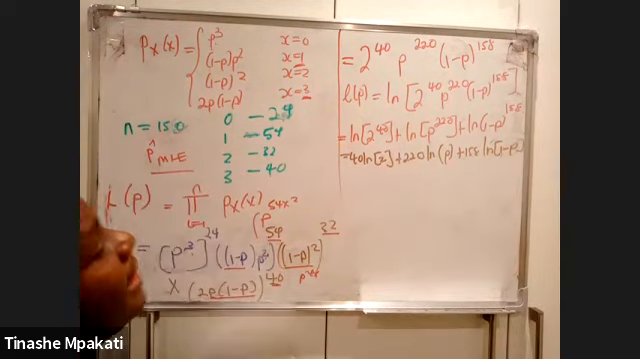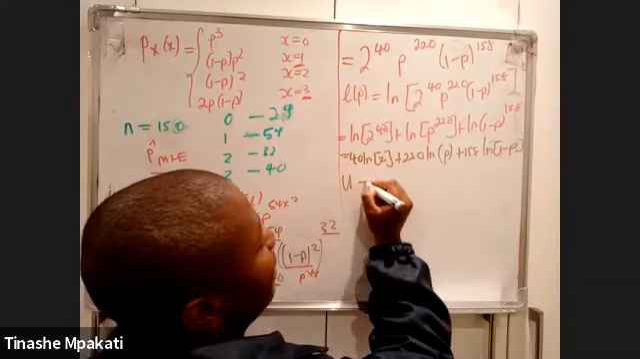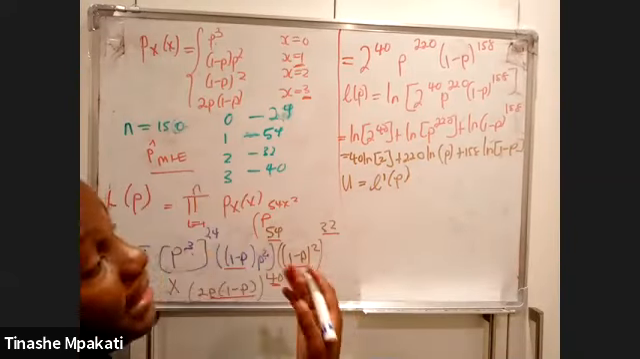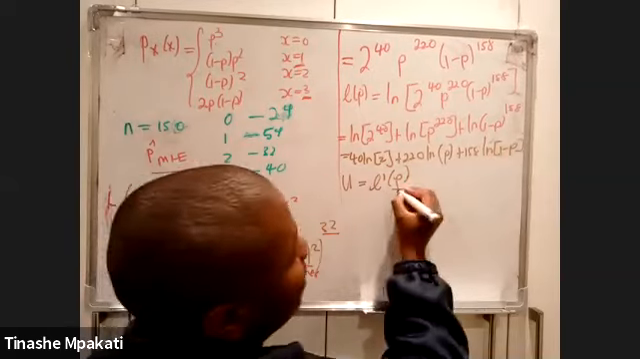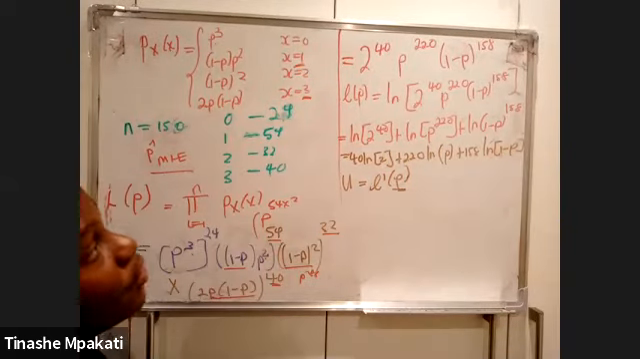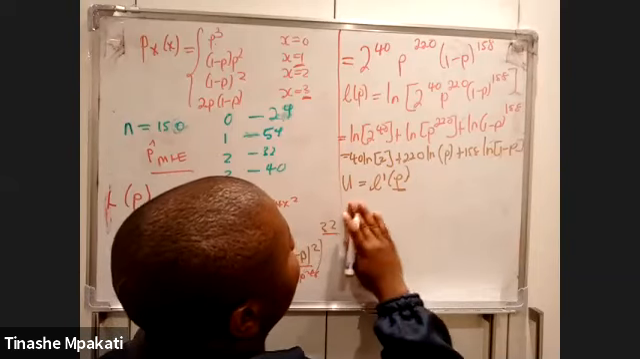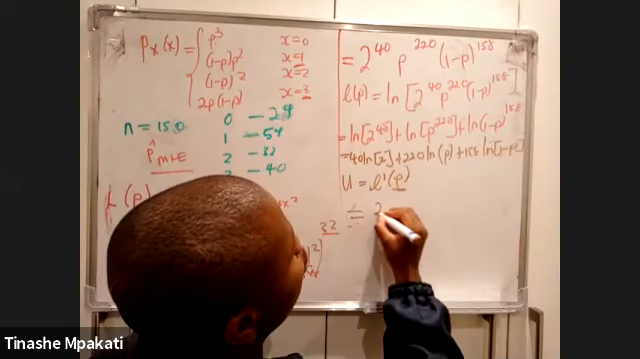So that's what we have now as our log likelihood function. Then the next thing that is important is for us to get our score function, which is just the first derivative of our log likelihood function with respect to the parameter of interest, which is p. So what we do from there is take the derivative with respect to p, and we get that this is equal to 220 divided by p.